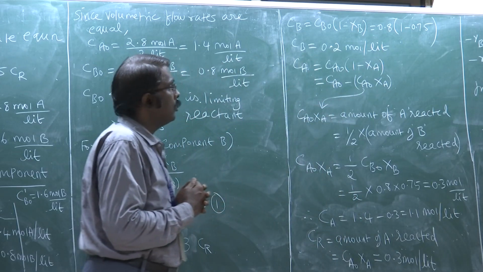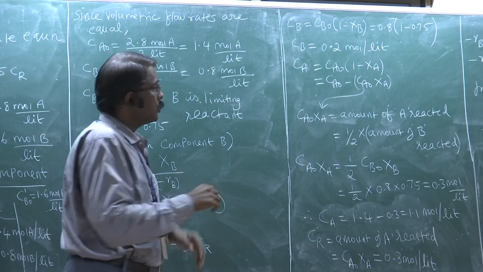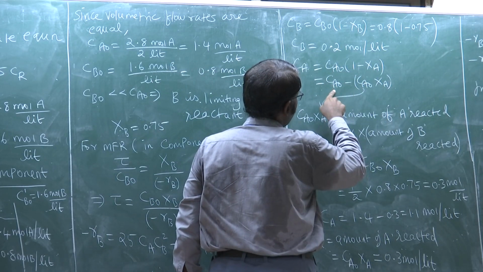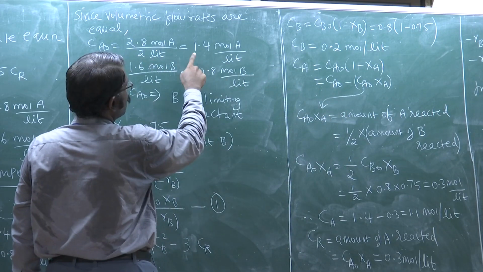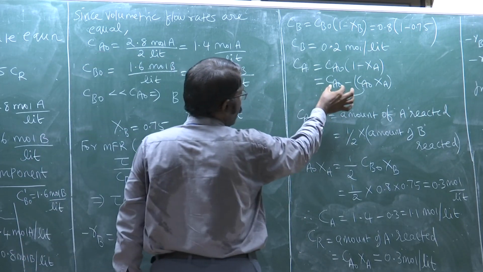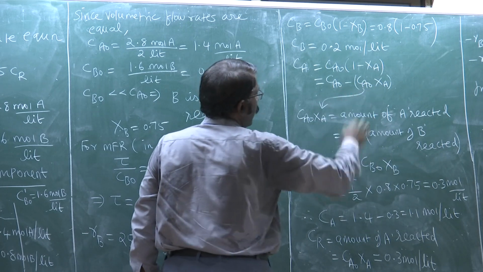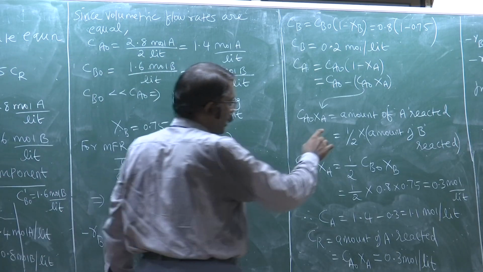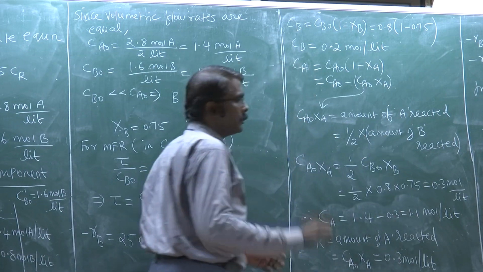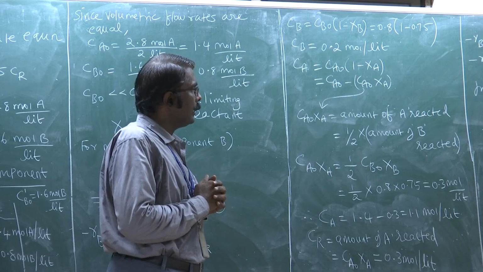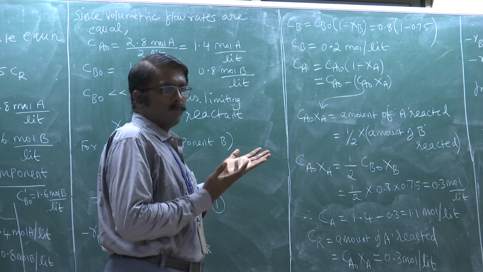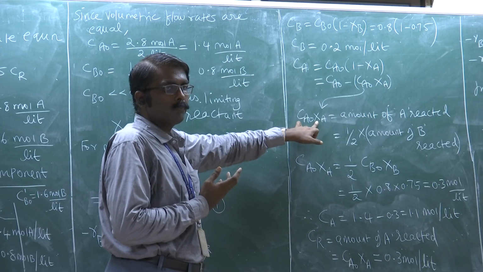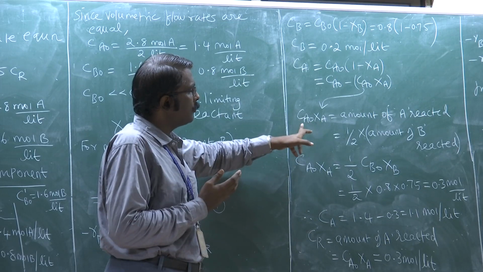Like that, CA is equal to CA0 into 1 minus XA. Multiplying this term inside, we get CA0 minus CA0 into XA. The CA0 value is known. For example, CA0 value here is 1.4 moles of A per liter, so it is again a known value for us. How about the CA0 XA value? CA0 XA has the meaning of amount of A reacted. There is no way to find CA0 XA directly, because CA0 is known to us but XA is not known. So we have to get the value of CA0 XA indirectly.